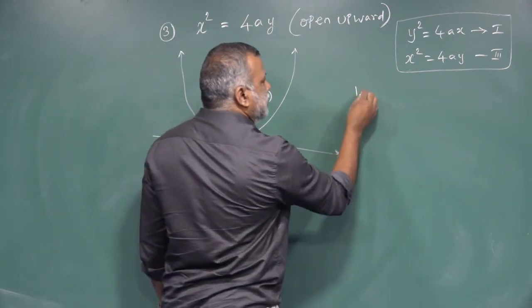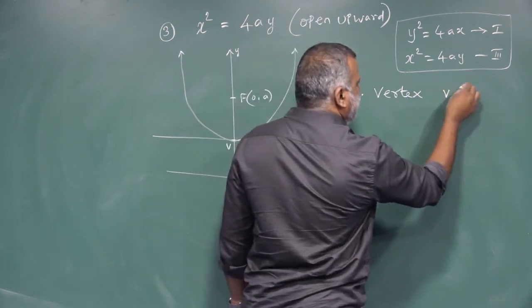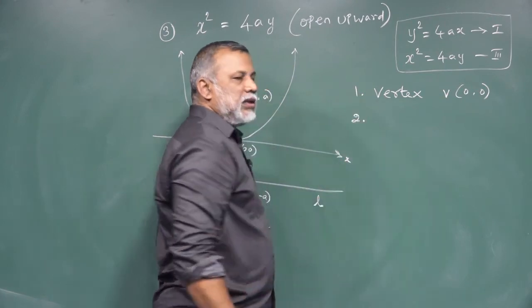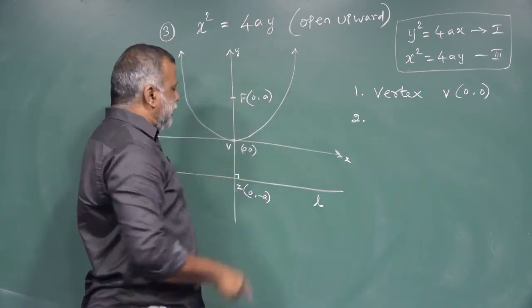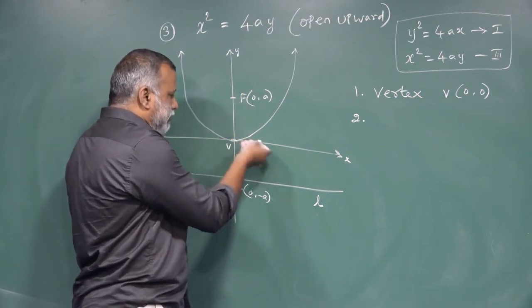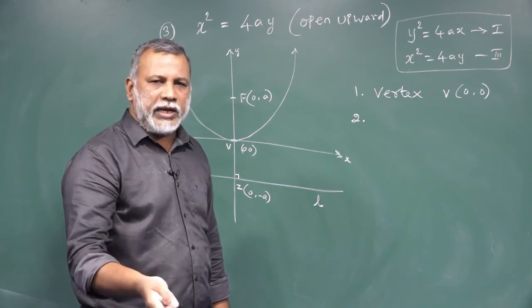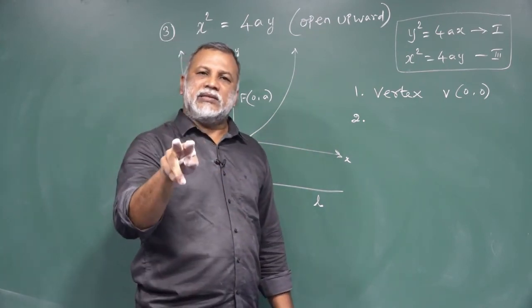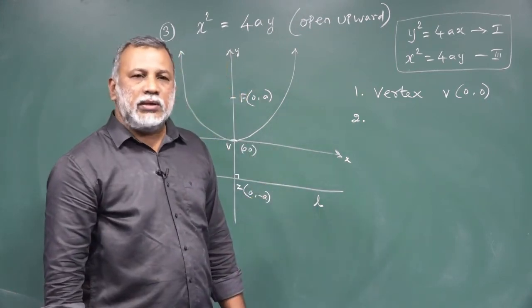Then what is the first result? Vertex. Vertex V is 0 comma 0. What is the definition of vertex? The point of intersection of the axis and the parabola. It is intersecting at only one place. That is the vertex. So that vertex is common for all 4 types. Now we have already worked out 2 types. Check the result. The vertex is V 0 comma 0. This is type 3, vertex V 0 comma 0.